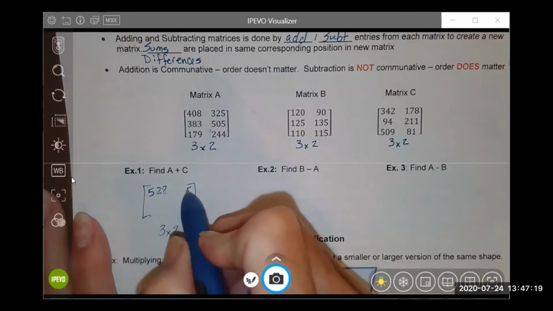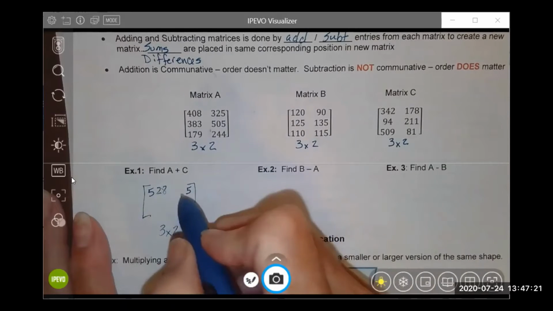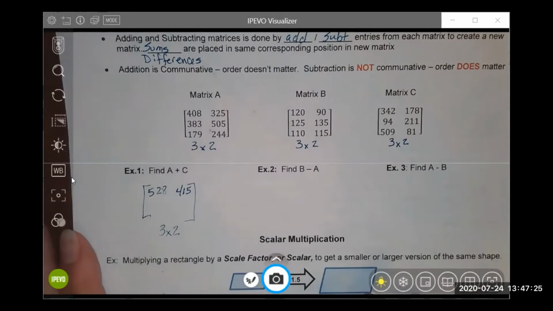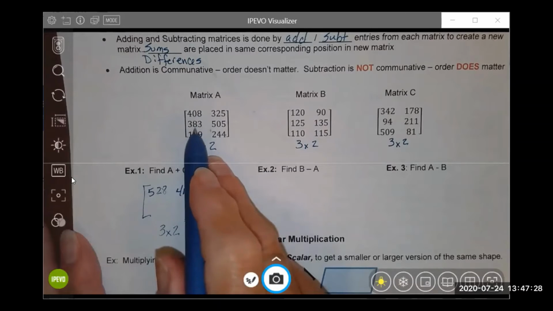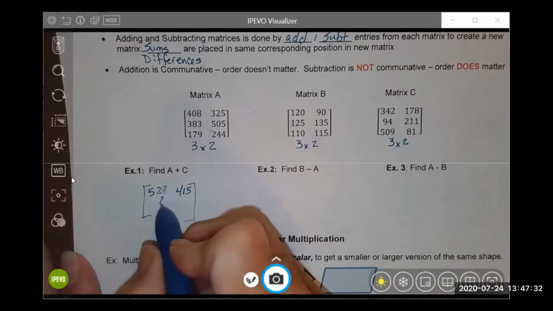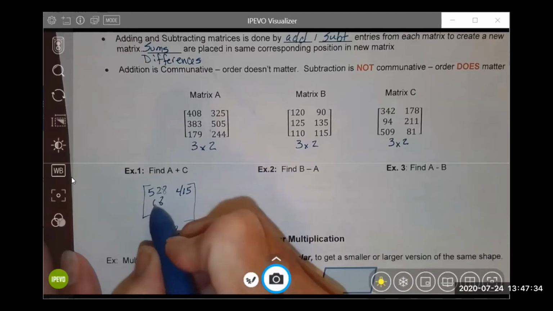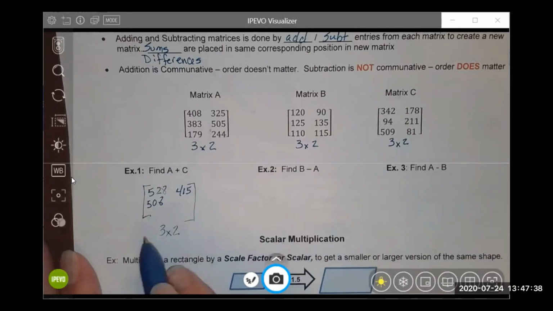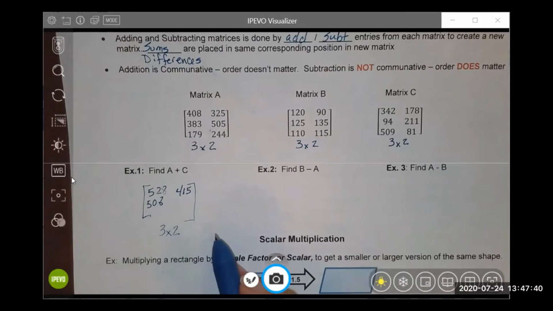Oh, and that's going to make my brain hurt. 2, 9, 11, carry my 1. I hope that's 415. Doing math in my head sometimes is a challenge. I move on to the next row. 383 plus 125 is going to give me an 8, 2, 10, carry my 1, 4, 5, 508. And you would just continue to do that until the matrix is completely full.